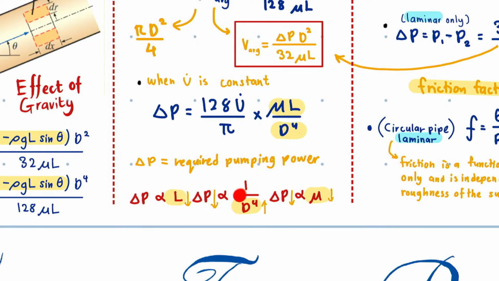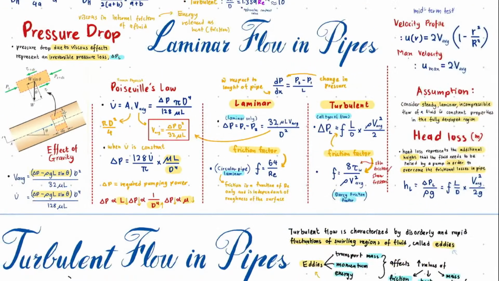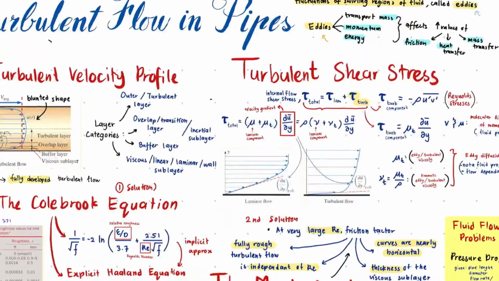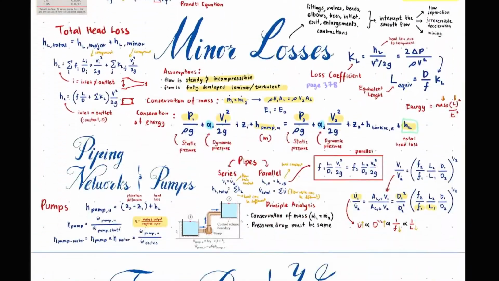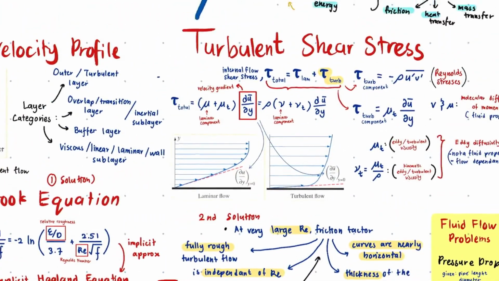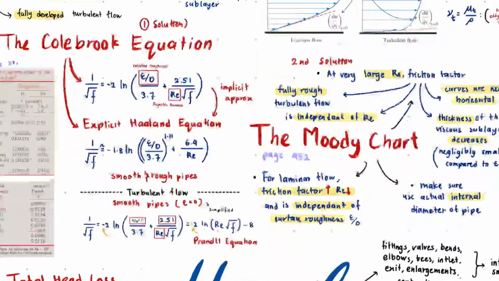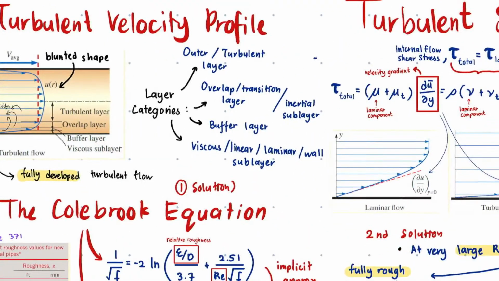The diameter is inversely proportional, like that. Okay, so the effect of gravity and so on, I don't think it will come out, but just a recap in case it does. Quite important is this, the turbulent shear stress. Okay, let's just touch on what is necessary. So this is the turbulent velocity profile.